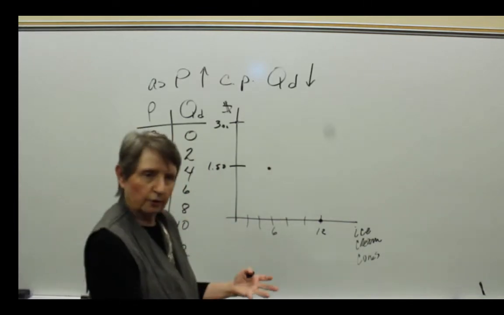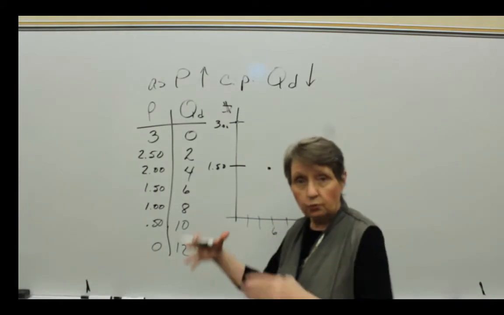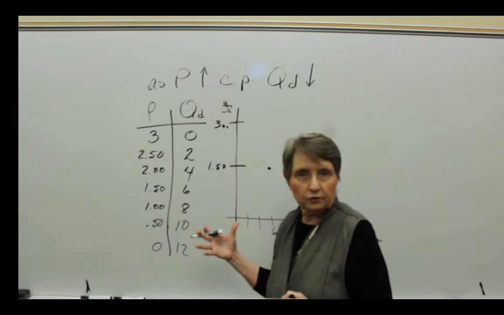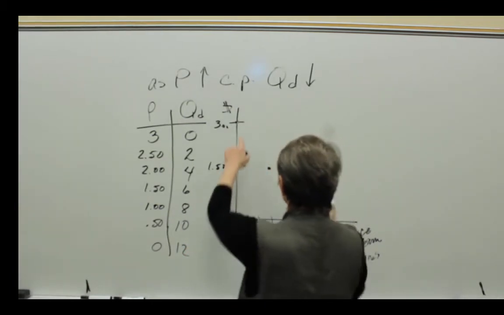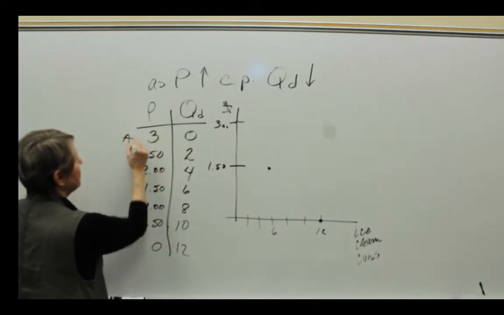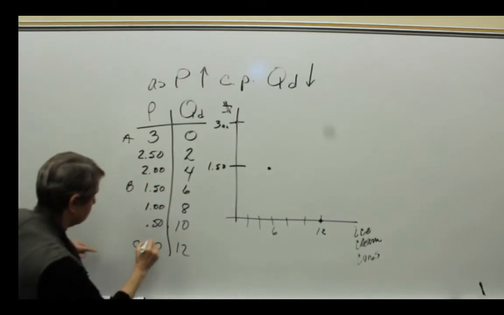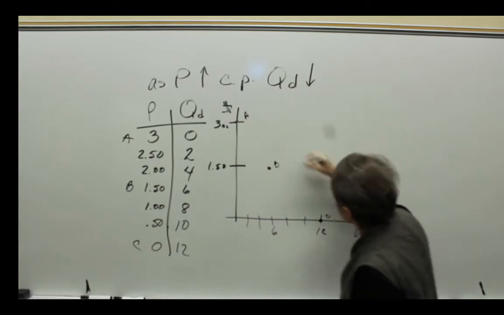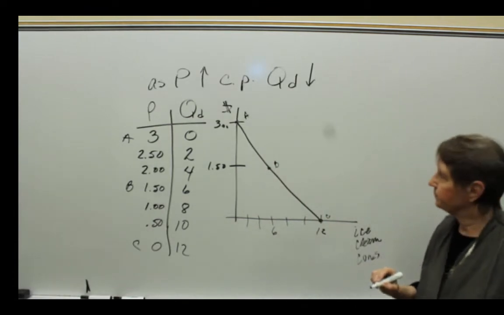This is a linear demand curve. In reality, demand curves are not linear, but in a principles class, we're going to stick to linear demand curves because the arithmetic is much easier, and it doesn't invalidate the analysis at all. So I basically identified 3 points. I'll just call this point A, I've put $1.50 as point B, and I've put this one as C. So this is point A, this is point B, this is point C, and there's my demand curve.